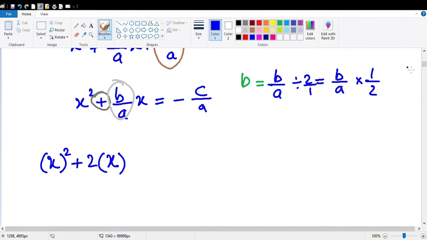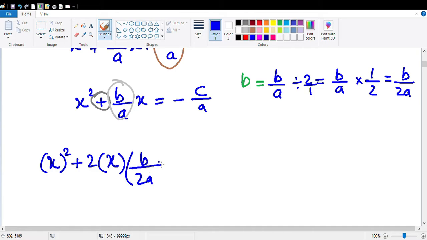So the next step, solving this, we get b over 2a, because 2 just multiplies with a, so you get 2a. So the b term is b over 2a, right? I'm just going to write it over here, b over 2a.